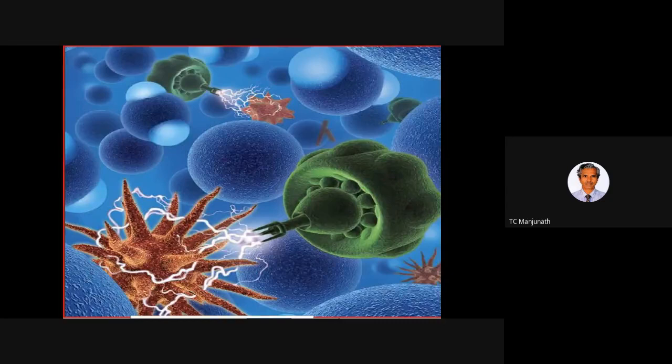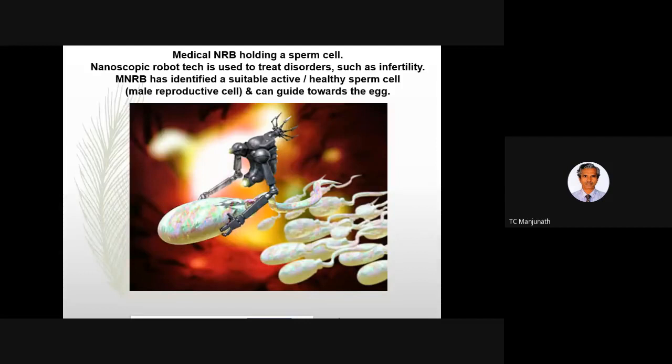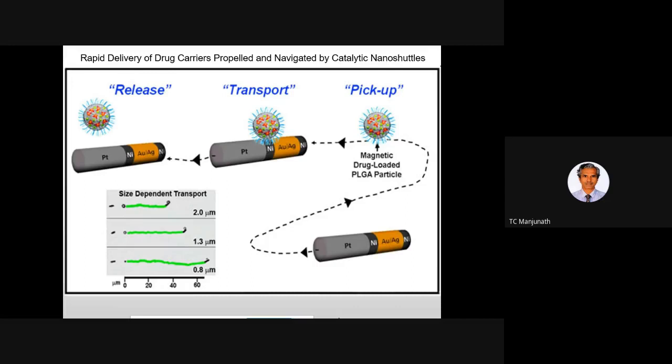Then, a medical nanorobot holding a sperm cell. Nanoscopic robot technology can also be used to treat infertility and other disorders. It can identify a healthy sperm cell, or male reproductive cell, and guide it towards the egg. Scientists have proved that the sperm is a super nanorobot, because it has each and everything. All the scientists and researchers are taking that as the reference for designing the medical nanobot. Then rapid drug delivery pellets, that is, rapid delivery of drug carriers propelled and navigated by catalytic nano shuttles. Take that drug, go up to the point, kill and come out.